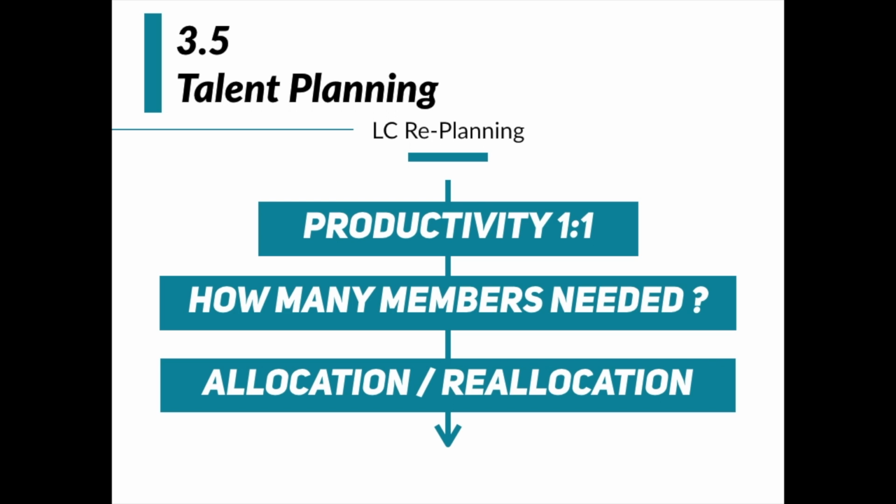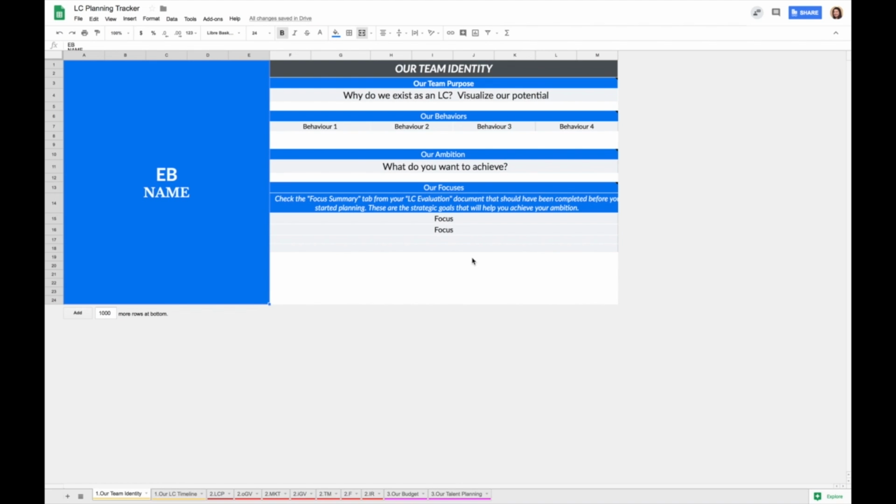Imagine that if we can get 1 to 1 productivity, every single LC will get 30 EP, times 17 LC, that's already more achievable than what we thought. Okay, so now let's move on to the planning tools. All right, guys, now we are on the planning tool.